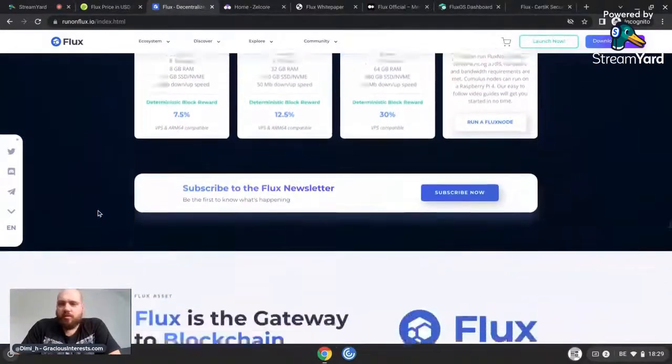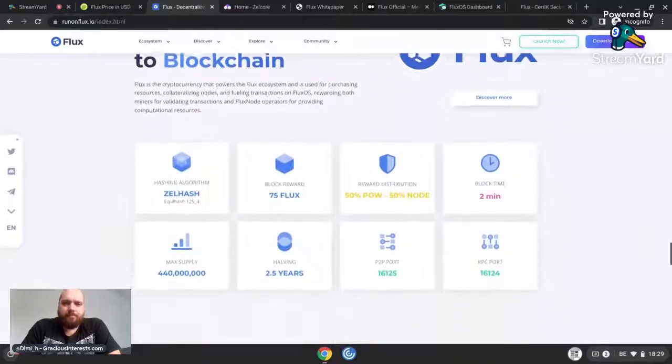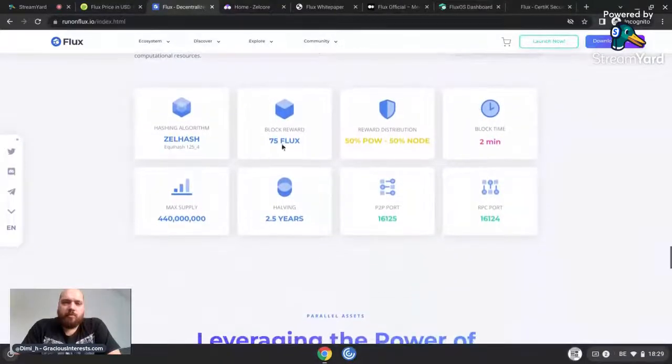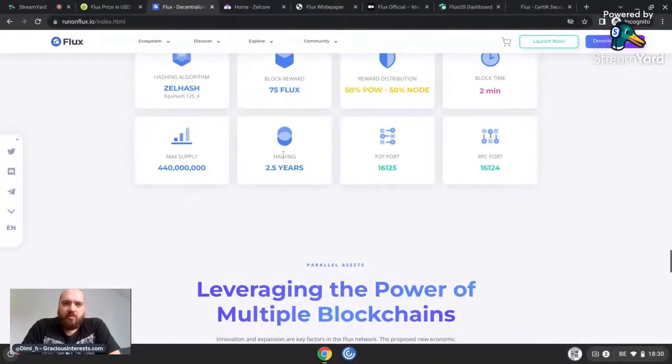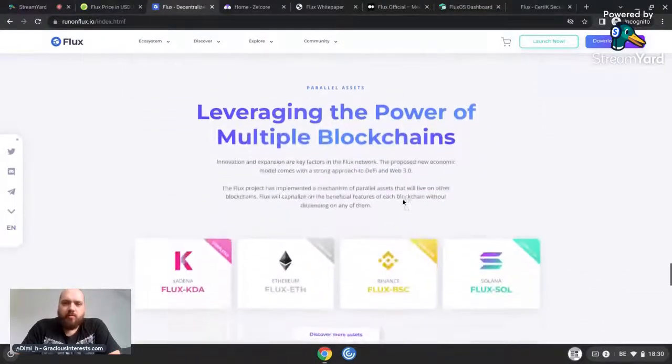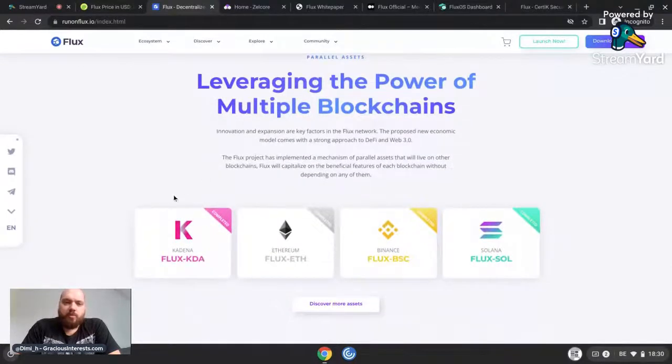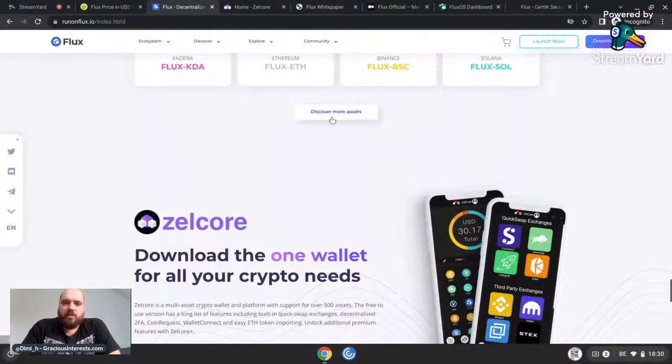Nimbus, Stratus. So once again, an overview. Block reward currently is 75 Flux. Hashing algorithm is Zelhash. Block time of only 2 minutes, so quite fast. Halving, I assume it's going to be every 2.5 years. Peer-to-peer port, RPC port. Leverage the power of multiple blockchains: Cadena, Ethereum, BSC, Solana. Score more assets.